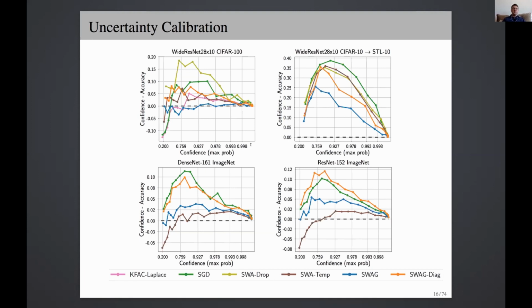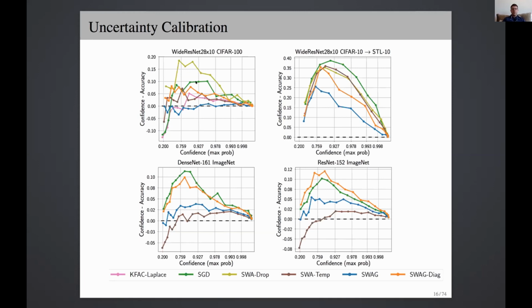In each of these figures, on the vertical axis, we have confidence minus accuracy, where confidence is the highest softmax output from our convolutional neural net, and accuracy is the accuracy of using the associated class label to make predictions. On the horizontal axis, we have different confidences, so we've just binned these confidences together. A perfectly calibrated model would be represented by a horizontal line at 0 here. An overconfident model would be above that line, and an underconfident model would be below that line.